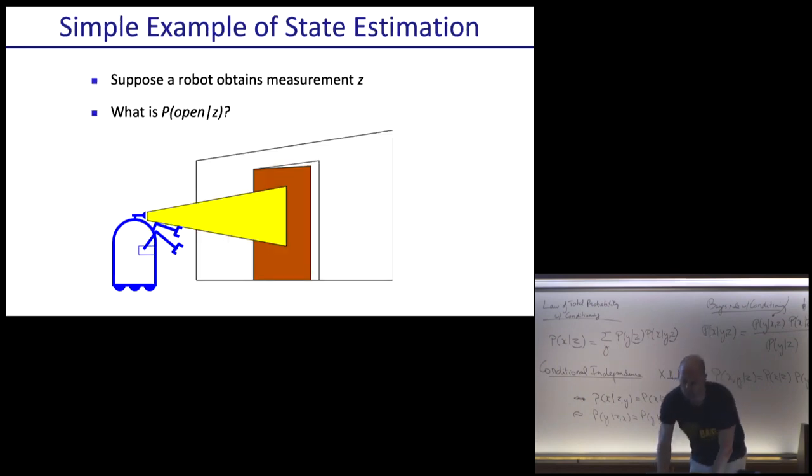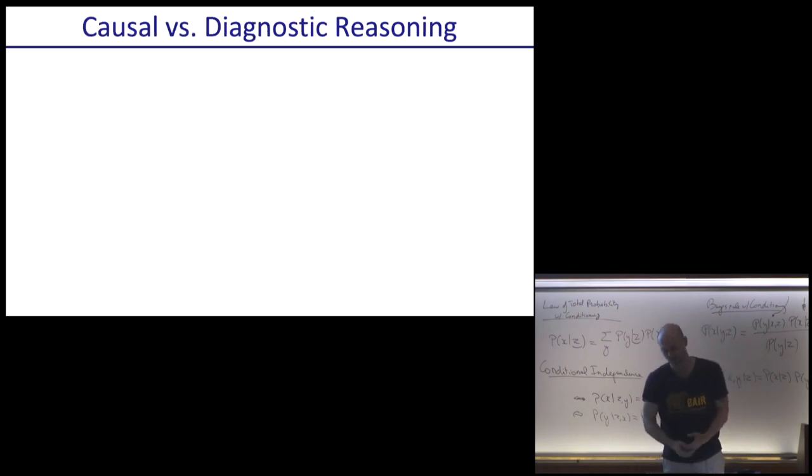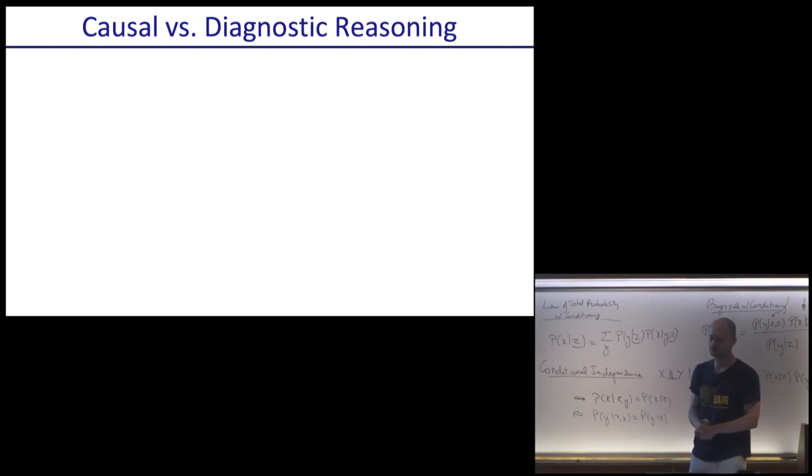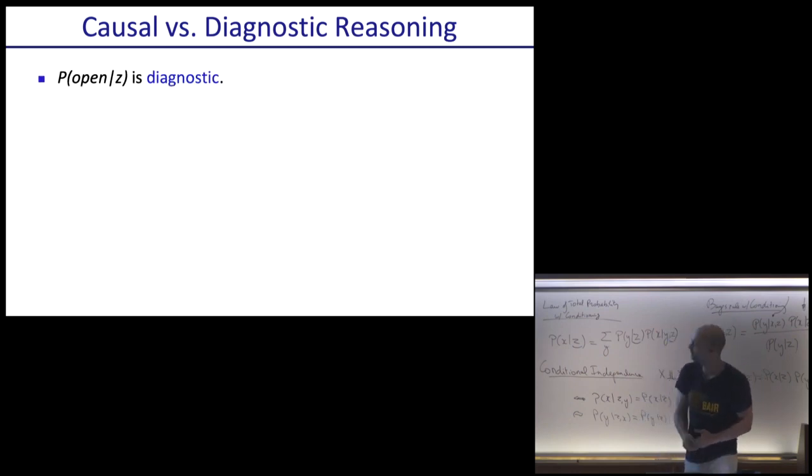Here's a simple example. We have a robot trying to see if the door is open or not. What's the probability the door is open given some measurement of the sensor of the robot? It is to illustrate the kind of reasoning behind why we often use Bayes' rule. Probability of being open given some measurement is a diagnostic distribution. We're trying to diagnose what's the state given a measurement.